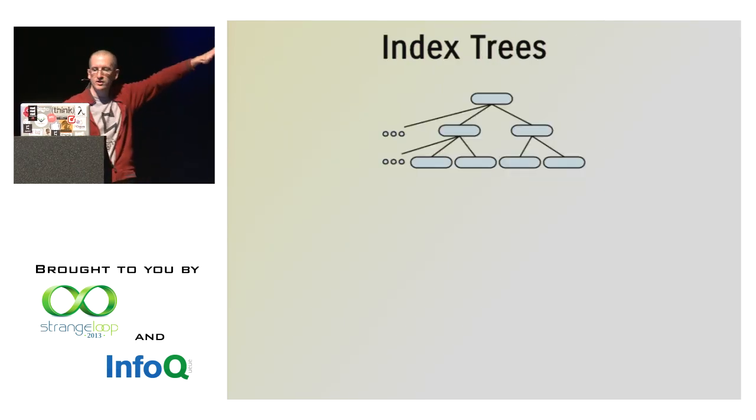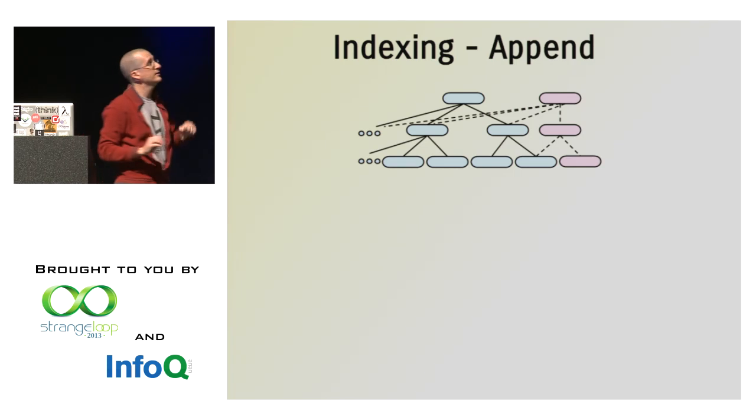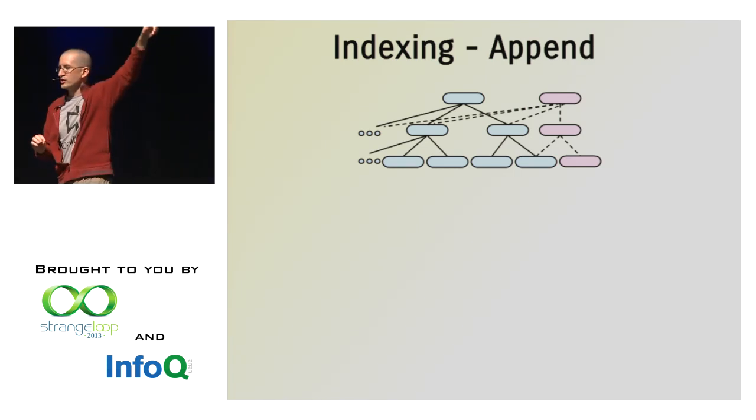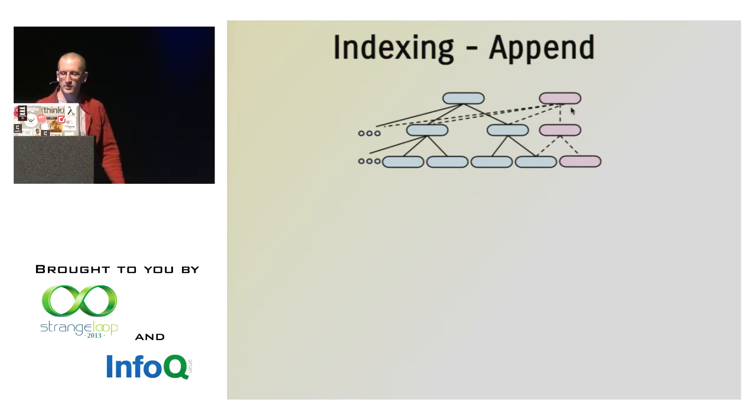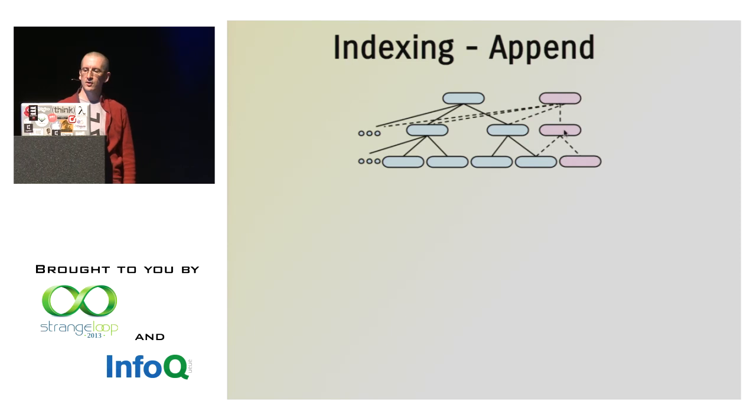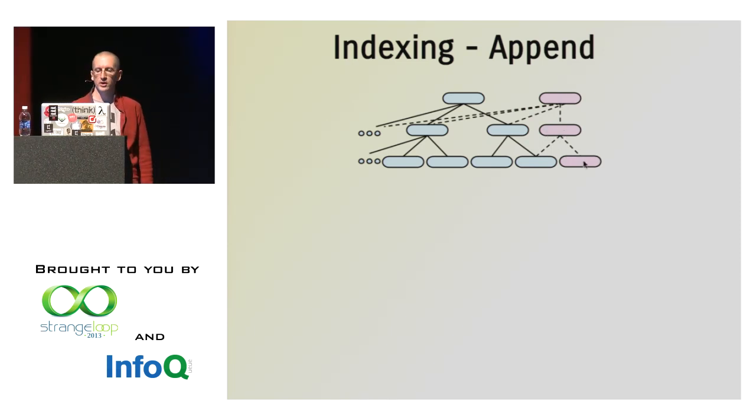So indexes are arranged in trees. When you want to add data, the best case is that you just say, okay, there's a new root in pink here, and it's pretty much the same as the old thing, except there's new stuff at the end. So I just need to create one new root segment, maybe one new intermediate segment, one new leaf segment, and then point to all the old existing ones.